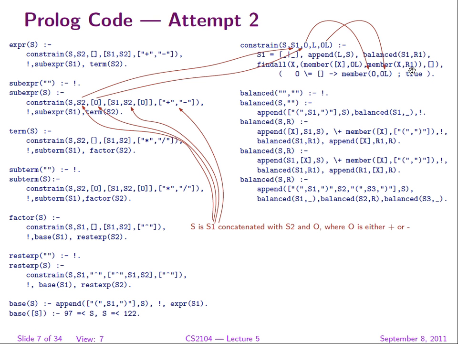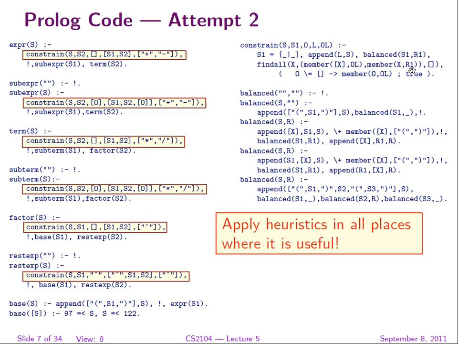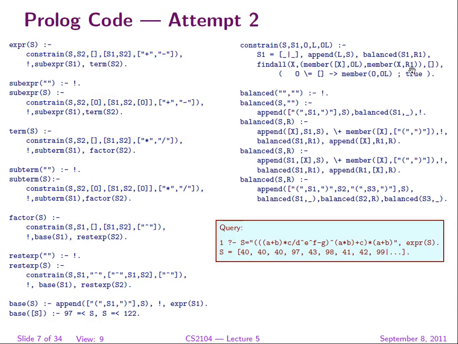OL is plus or minus, R1 is symbols outside brackets, and if they don't have elements in common, the results would be the empty list. All right. So these heuristics will be applied in all the places, and this is a good approach because it preserves the structure of the grammar. We do a very systematic thing. We like to do systematic things. We put this constraint in every body of every rule. Okay? And now, the program works.